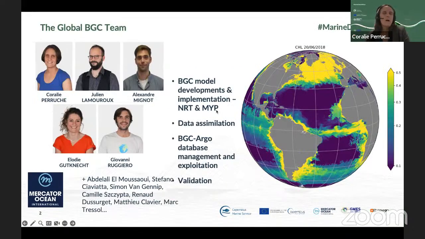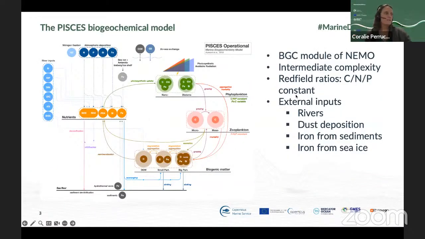So here are the colleagues who are involved in the development of the biogeochemical systems. We work on the model developments and the implementation, both for the near real-time system and the multi-year system. We work also on data assimilation methodologies and on the validation process with many observations. And for example, we use the BGC Argo database. Let me start with the biogeochemical model PISCES. It's a model of intermediate complexity with five nutrients.